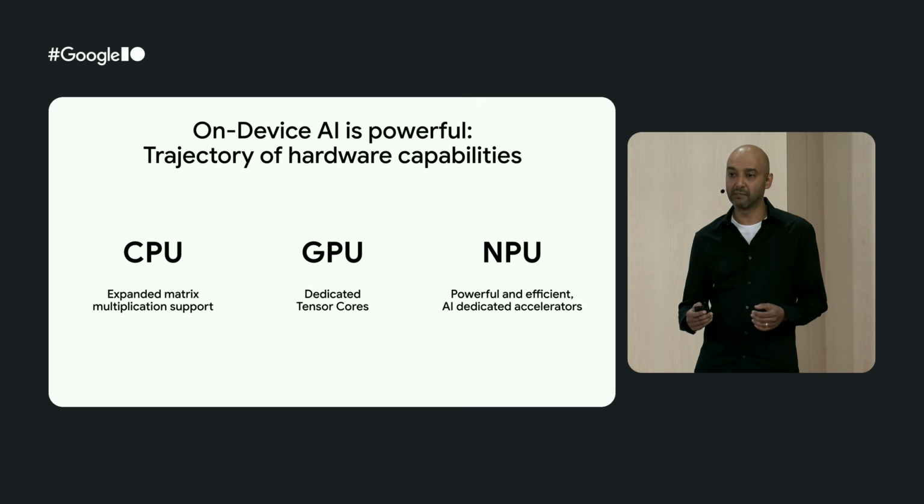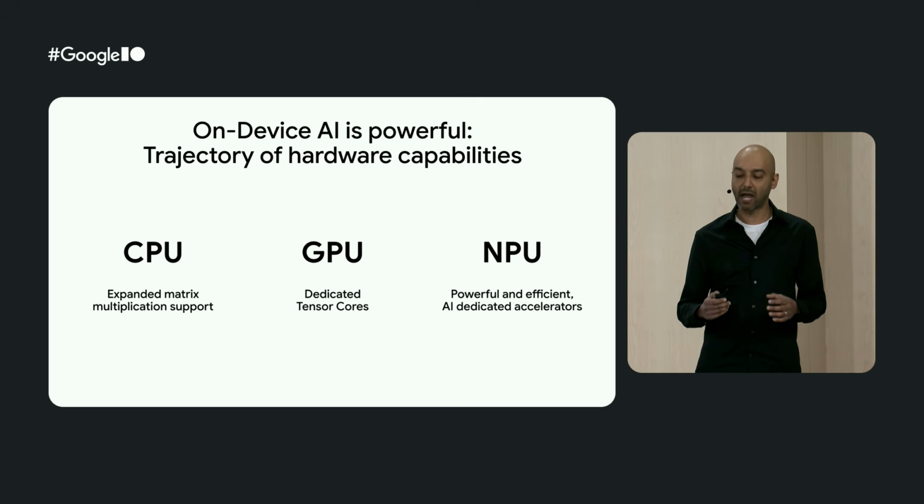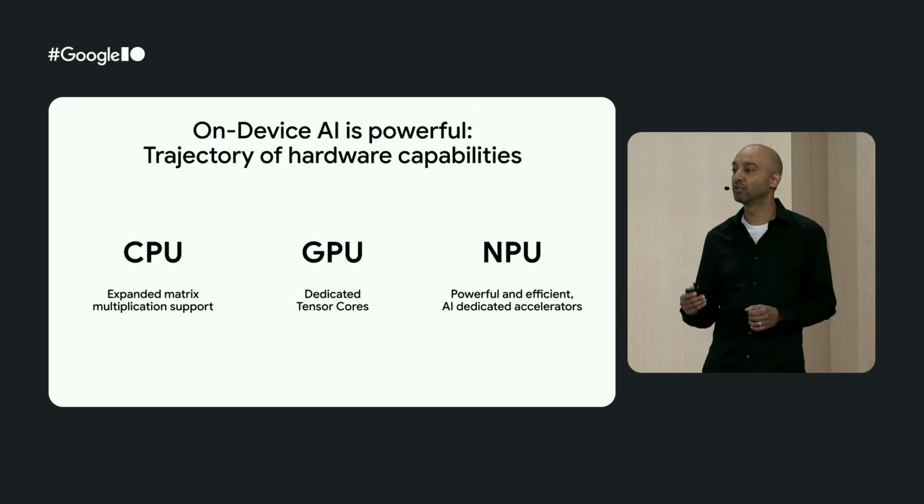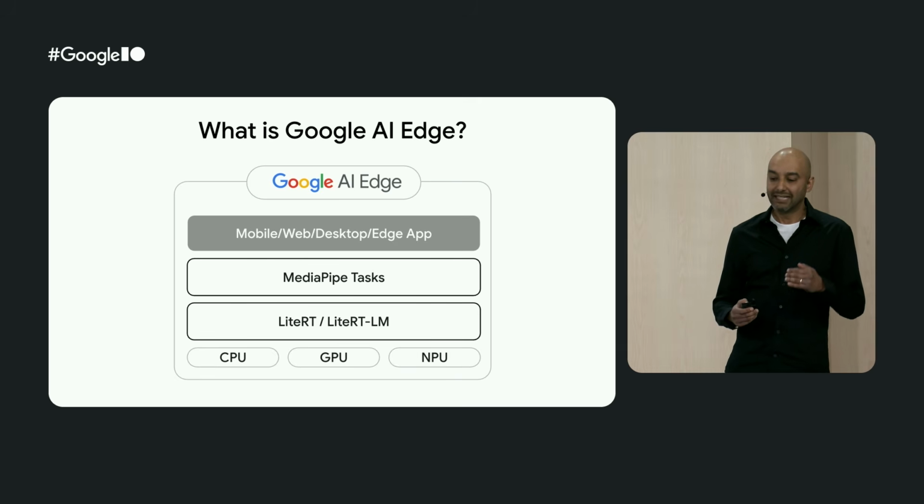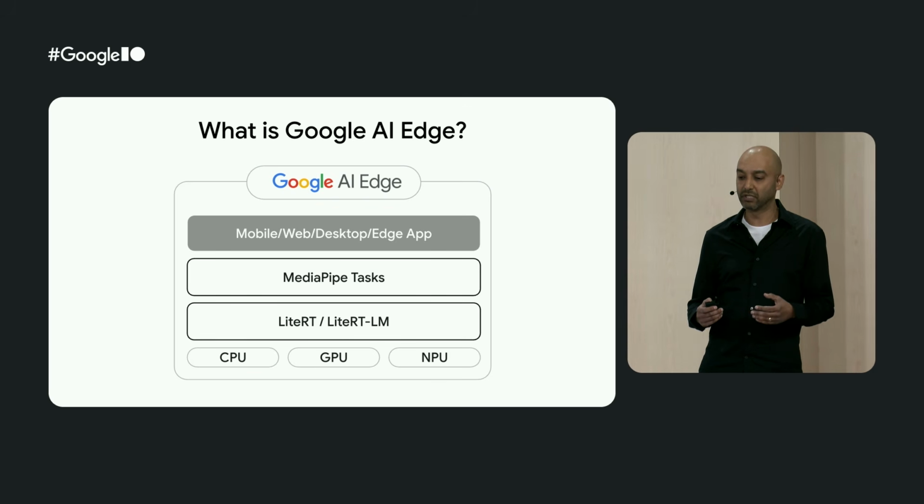GPUs are no longer just for gaming. They have evolved into efficient, high-performance engines with dedicated tensor cores for AI processing. And now, dedicated NPUs can run models at speeds of over 200 tokens per second and more power efficiently than ever before. The hardware is so fast now that the bottleneck is no longer the processors. It's how fast the phone can move data from memory to the chip. The advances in both hardware and small language models like Gemma 4 E2B and E4B together make now the perfect time to bring on-device AI to your applications.